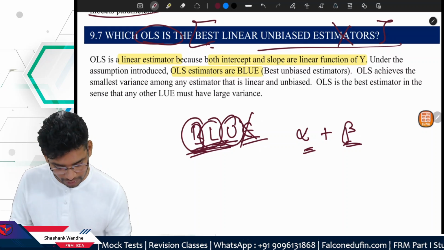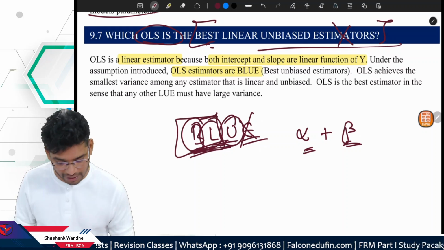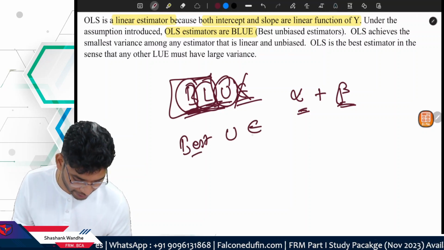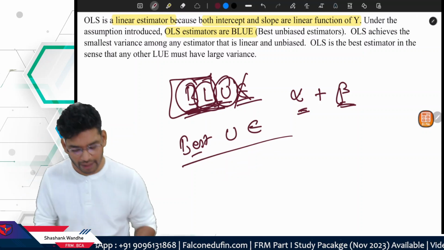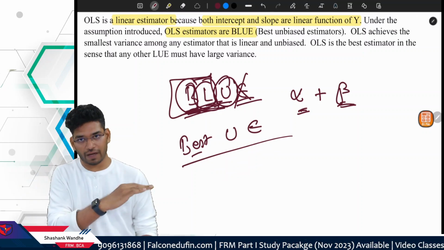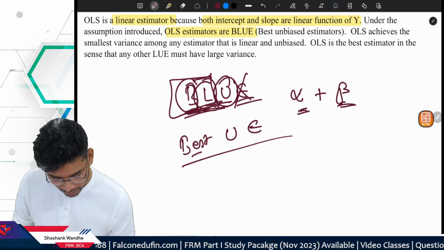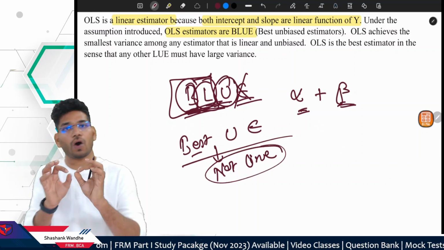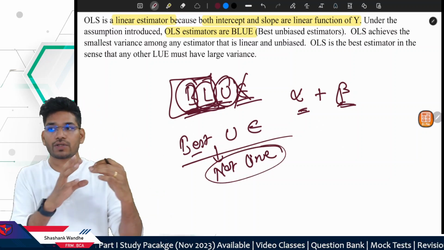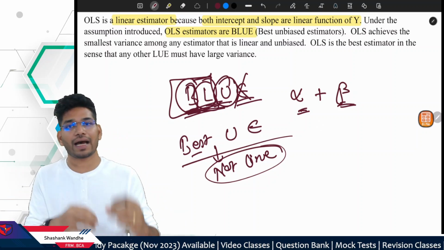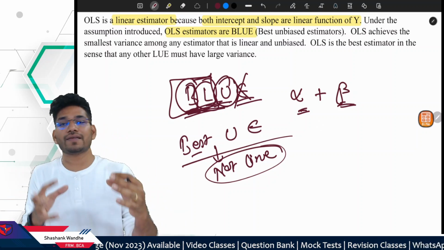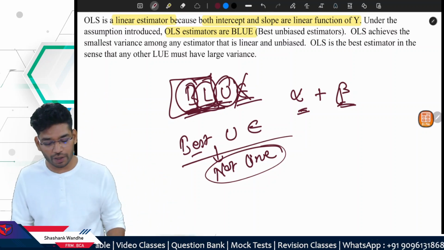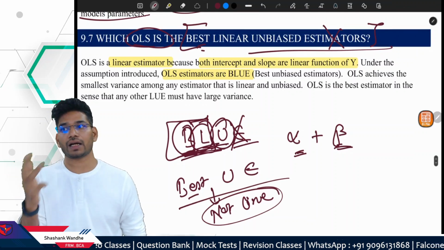Okay, so best linear. But there is a possibility that there are other unbiased estimators. Maybe those estimators will also be called alpha and beta, but they use different models and are not linear. So if you consider all the linear estimators, alpha and beta using OLS are the best linear unbiased estimators. If you consider all linear and non-linear estimators, then alpha and beta may not be the best. Okay, this is what you need to remember: the meaning of best linear unbiased estimator.